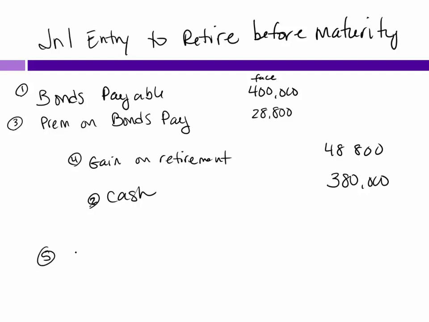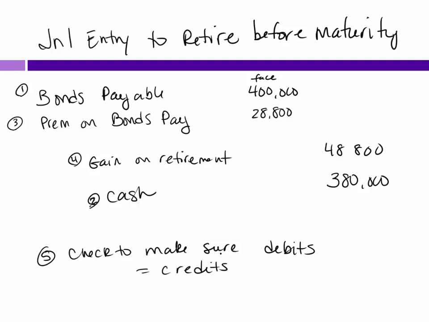And then the fifth step I do is check to make sure debits equal credits. So this is the cash paid, so this is the market value. This is the difference between the carrying amount minus the market value. And then this is the remaining balance in that account. If it was a loss instead of a gain, then that would be a debit. So at this step, if it's a premium, you want to debit.